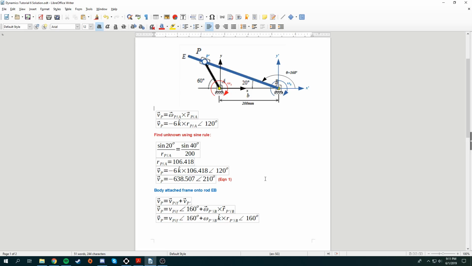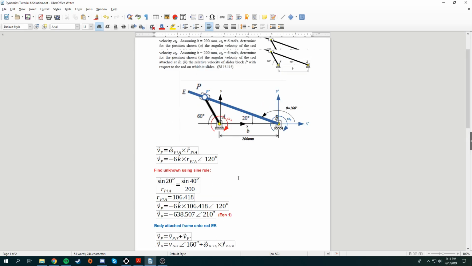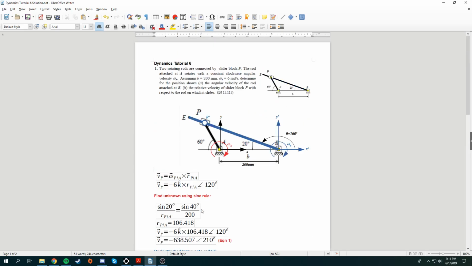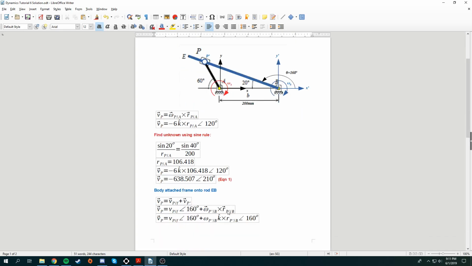VP prime is just the entrained velocity. I know that VP from frame is in the 160 degree direction. I do not know the magnitude, but I know the direction. Here, measured from the positive x-axis to VP, that is 160 degrees. That's why there's 160 degrees over here. Plus omega P prime from B. I do not know the value, but I don't need to know the value for now because I'm trying to find it out over here: the angular velocity of the rod attached at B, okay? Cross with RB prime from B.